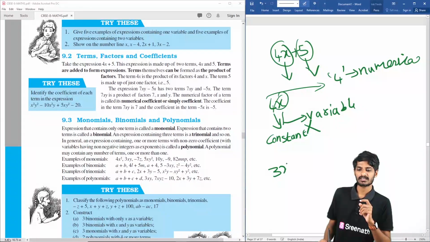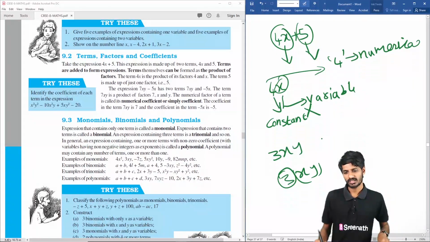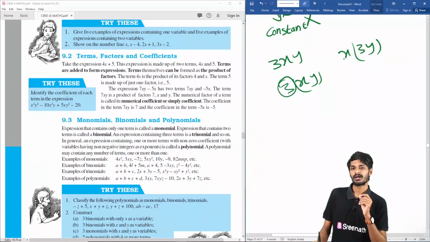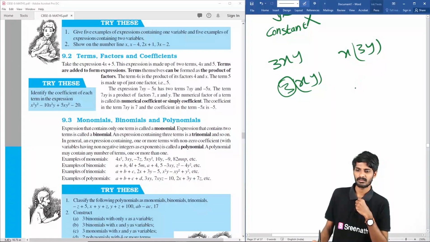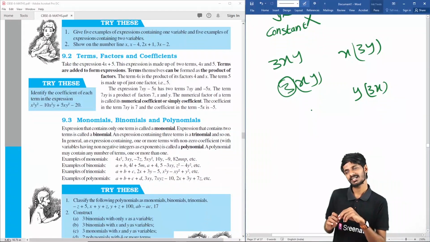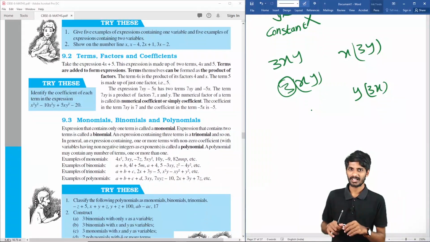Suppose there is 3xy. If you take it as 3 into xy, then 3 is the numerical coefficient. If you take it as x into 3y, then x is the literal coefficient, or y into 3x, then y is the literal coefficient, the algebraic coefficient, students. So that is the difference between numerical coefficients and algebraic coefficients, students.